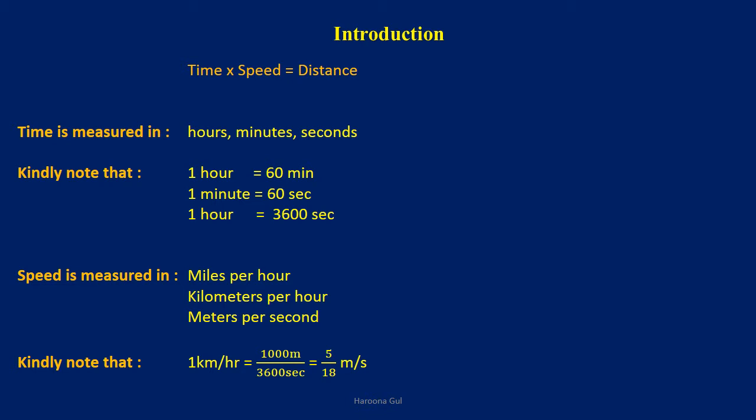Speed can be measured in miles per hour, kilometers per hour or meters per second. Kindly also note that 1 kilometer per hour is equal to 1000 meters divided by 3600 seconds, which is equal to 5/18 meters per second.